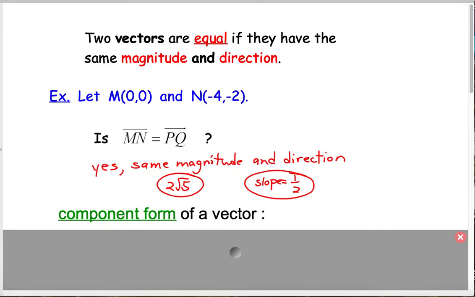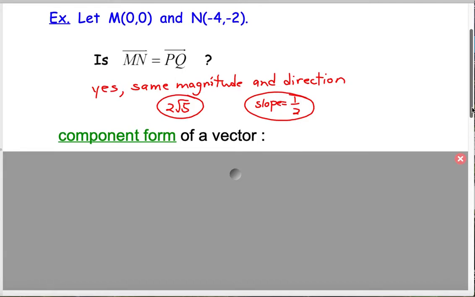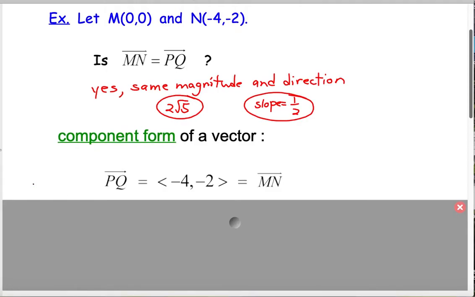All right, so the component form of a vector is an easy way we could compare a whole bunch of vectors and decide if they're equal. So for these two vectors that we were dealing with, the component form is going to be negative 4, comma, negative 2. So we use almost like a less than, greater than symbol here. So this tells us that it's a vector. And the negative 4 represents the change in x from the initial point to the terminal point. And the negative 2 represents the change in y from the initial point to the terminal point.